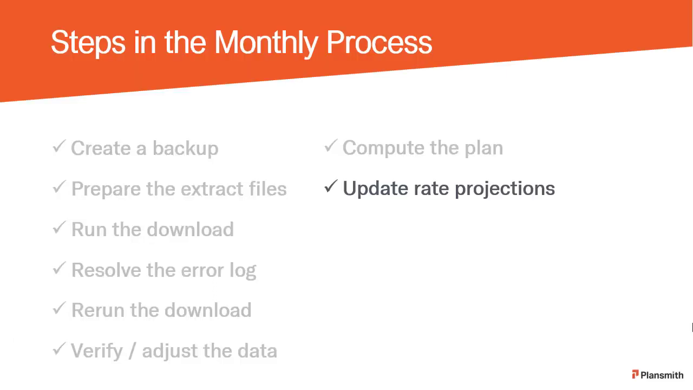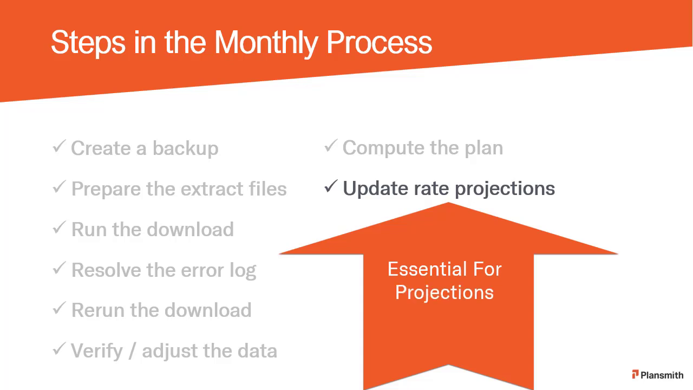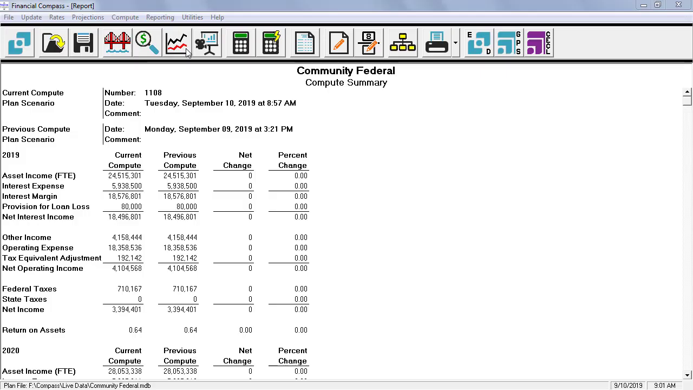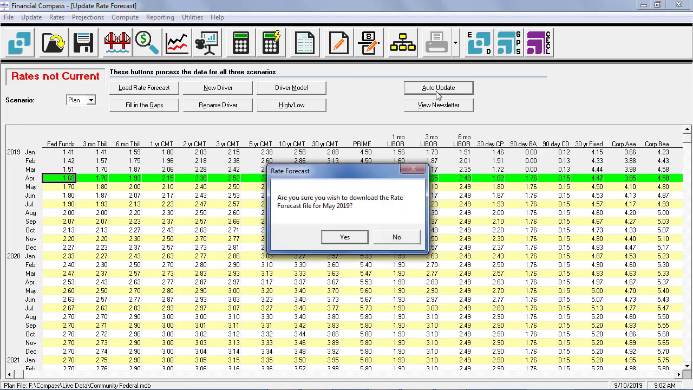Step 8 is to update the interest rate projections. This will not impact the historic financial reports, but it's essential to have current rates for reviewing any future projections, what-ifs, budgeting and the like, as well as any interest rate risk reports. Updating rates is really easy. Just click the Rate Forecast button on the navigation toolbar, then click the Auto Update button.